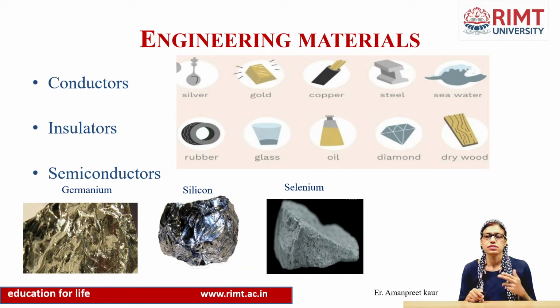So, semiconductors: their conductivity lies between insulators and conductors. Conductivity means those materials which can allow a current. Semiconductors are those materials whose conductivity lies between conductors and insulators. Their property is a negative temperature coefficient of resistance. It means as we increase the temperature, resistance decreases.